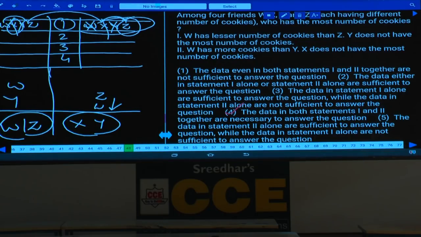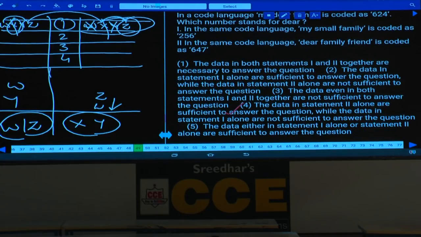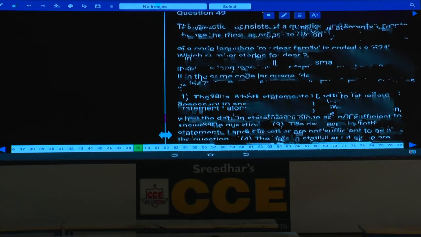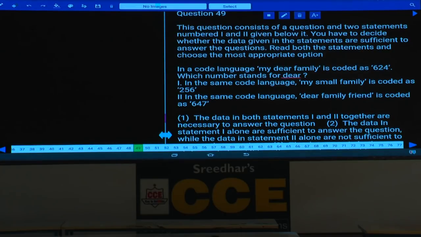Then 49. Yes, tell me question number 49. Now in this question number 49, in the code language, my dear family is coded as 624, and which number stands for dear? Yes, tell me which number stands for dear here. Now in order to identify this one, my dear family is clearly given. Now we need to identify the code for the word dear. Then with the help of condition number 1, my small family is there. My and family are the words here. Here my and family are the words repeated, isn't it? Hence 2 words are repeated, 2 codes will be repeated. Hence there are codes for my and family. Then what will be left over here? 1 word, dear, is left over and 1 code will be left over.